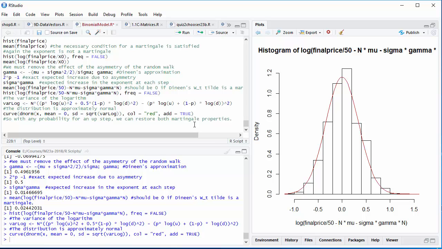I encourage you to put in different numbers and play with this script just to get an idea of what's going on, because understanding this simple model will be the key to understanding the Black-Scholes equation.